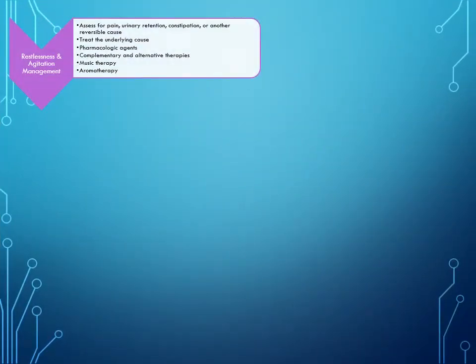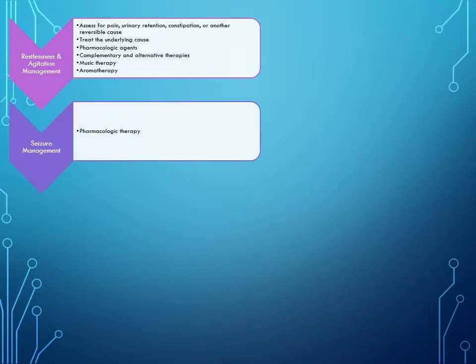Okay, so let's discuss some signs and symptoms of death approaching. We have restlessness and agitation management. You want to assess for pain, urinary retention, constipation, or another reversible cause. You want to treat the underlying cause. You can use pharmacologic agents or complementary and alternative therapies such as music therapy or aromatherapy.